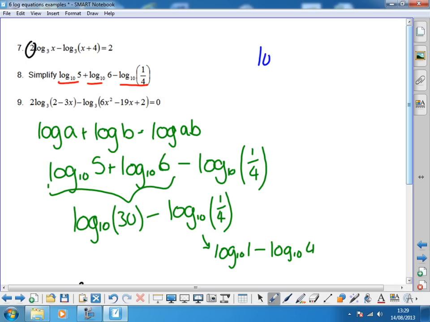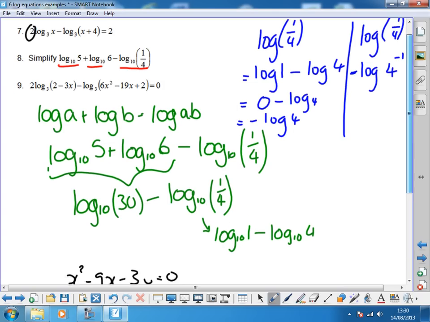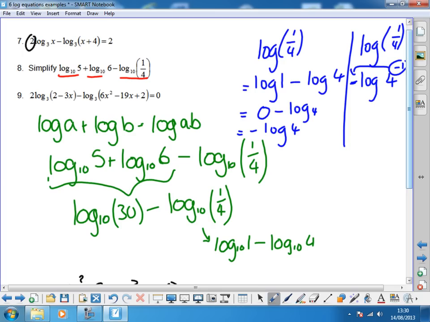What you've said is log 1 over 4 is log 1 minus log 4. Do you remember what log 1 is? It's always 0, exactly. So this is 0 minus log 4, so actually it's negative log 4. But we could have got that another way. We could have said that log of 1 over 4 is log of 4 to the minus 1, and then the minus 1 can come down the front, minus log 4. So that's actually a slightly quicker way.